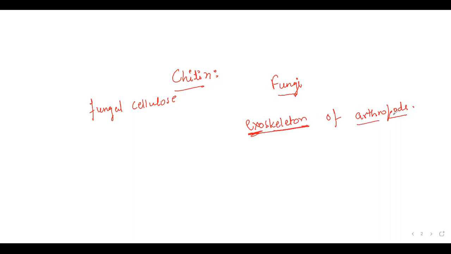What are arthropods? Arthro means joined, and poda means legs. So those organisms that have joined legs, which we also classify as insects. So the cell wall of all the insects is made up of chitin. This chitin is actually a repetitive unit of N-acetyl glucosamine. So when different units of N-acetyl glucosamine combine together, it will form an elongated chain of chitin.